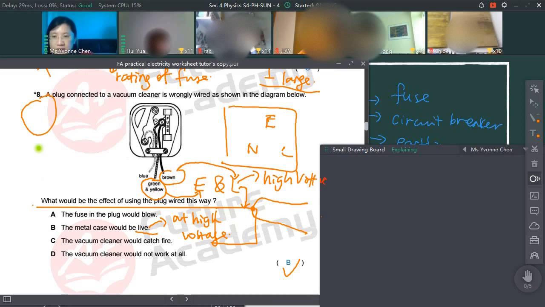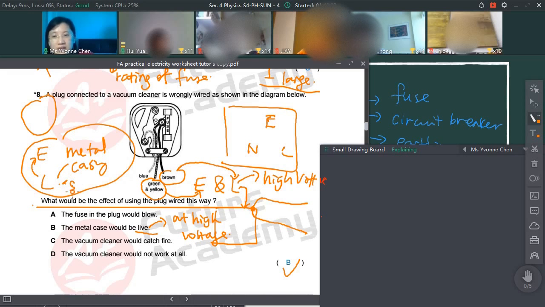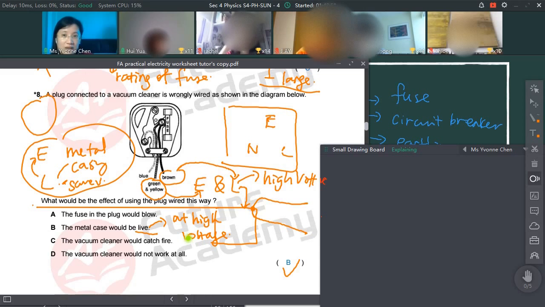Because at first, the earth wire touches the metal casing. Now the live wire touches the earth wire. So it will make the metal casing at the same voltage, which is high voltage. So when the metal casing is at high voltage, we use this term called live. Live is to describe that the component or the device or the particular part of the appliance is at high voltage. Okay, thank you for the question.